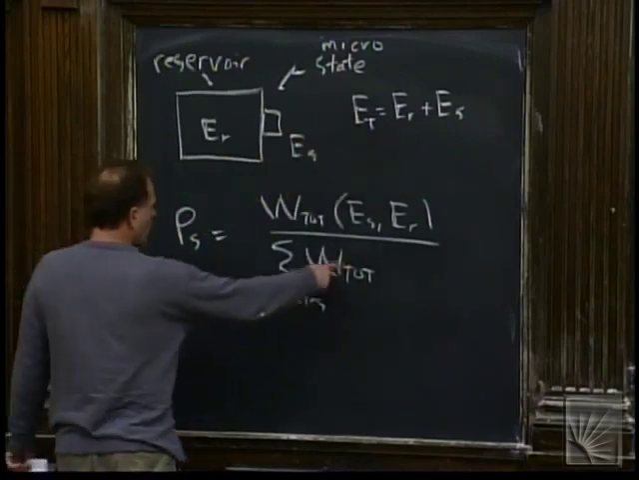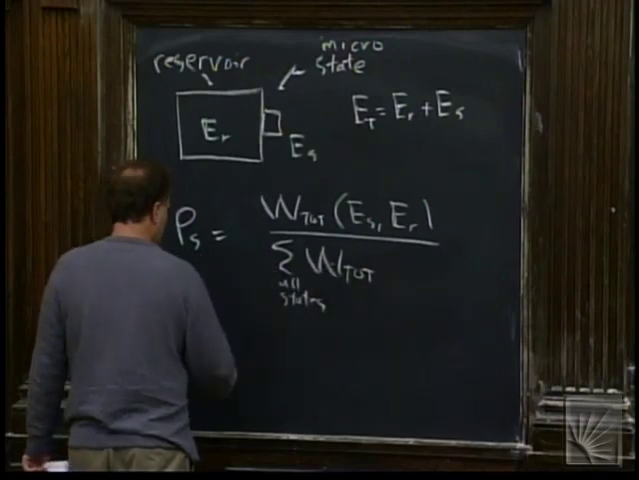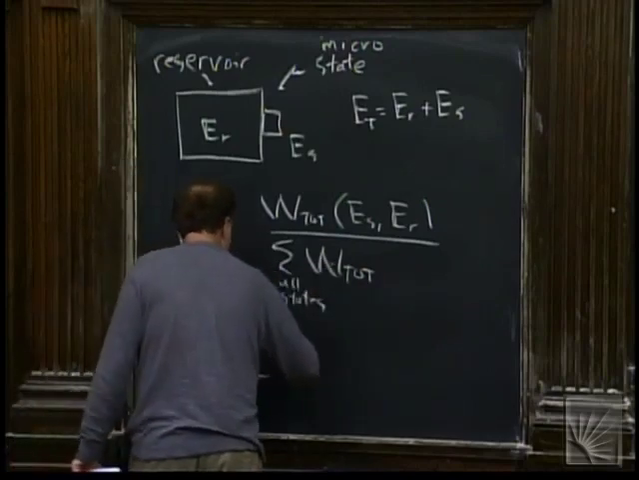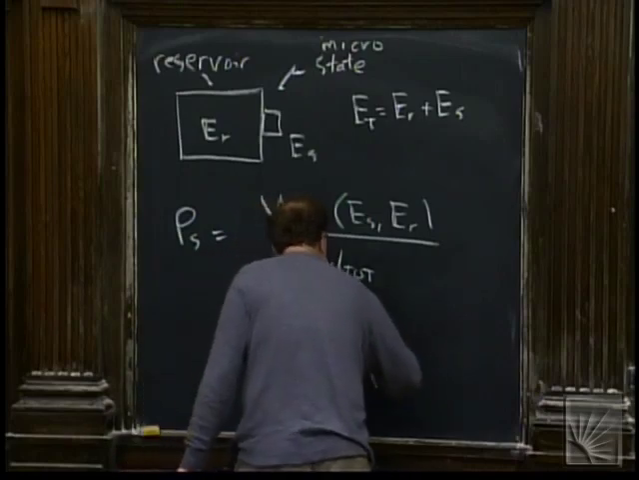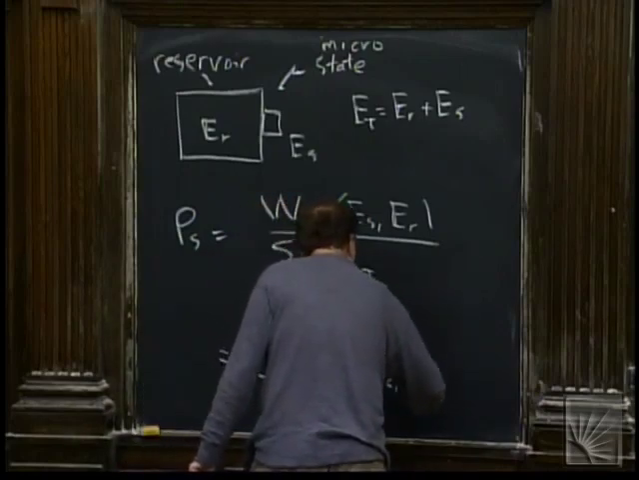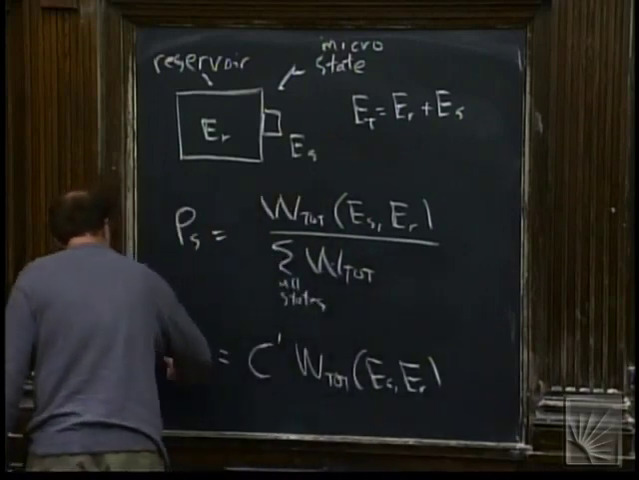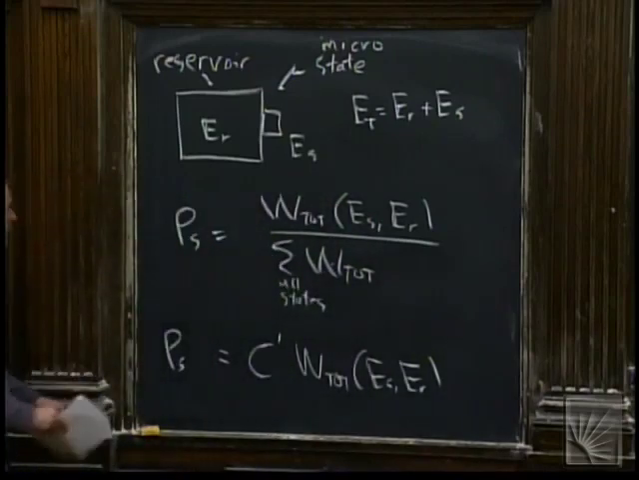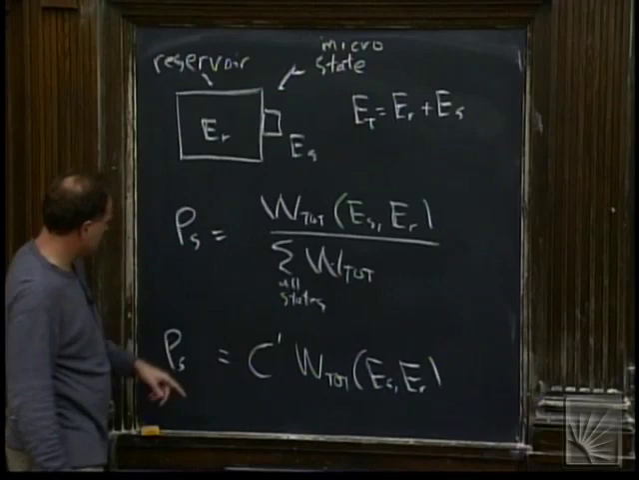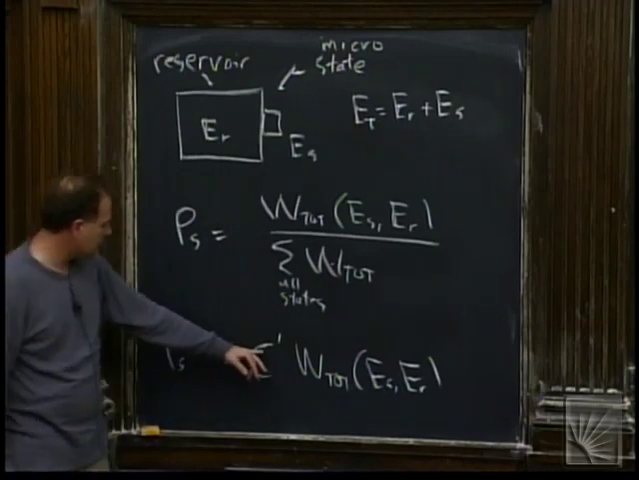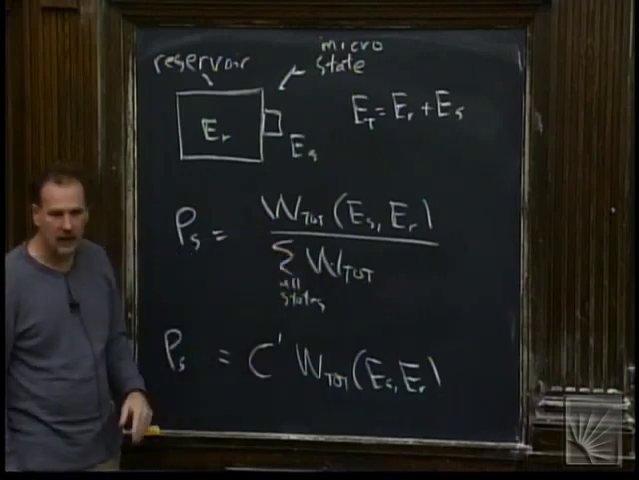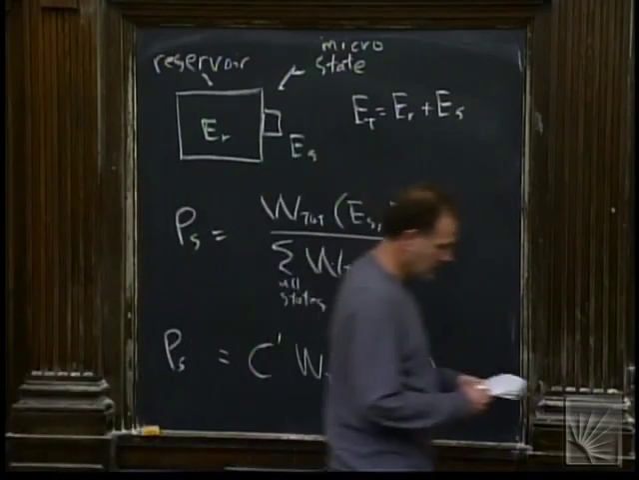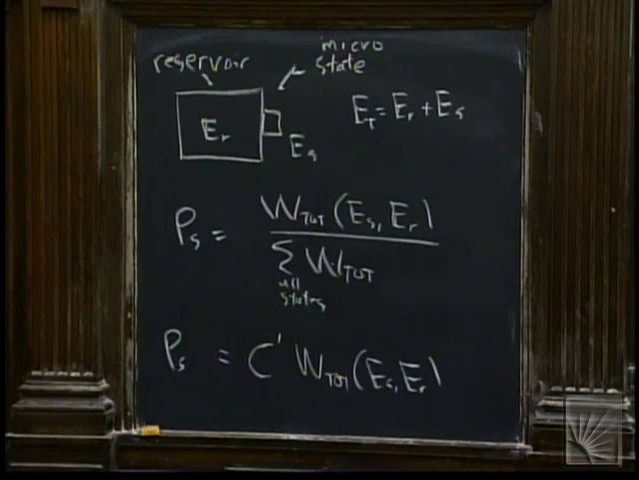And let's not actually go try to think about calculating the denominator. Let's just say that's equal to some constant times W total of ES and ER. Okay? That's the probability that this system is in a state S. This C prime is just 1 over this thing, okay? It's just some constant that in principle I got by analyzing that. Okay?